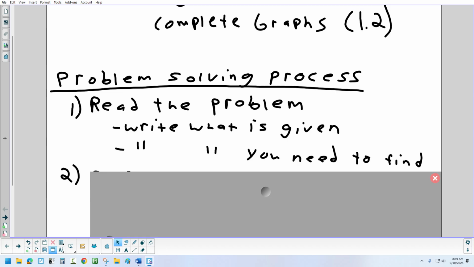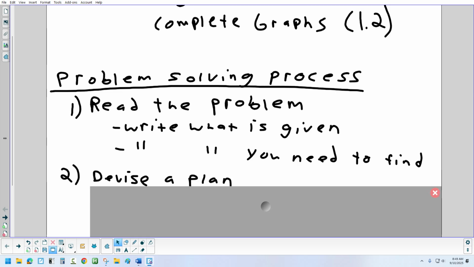After we figure out what it is that we know and what it is that we don't know, then we have to come up with some kind of plan to solve the problem.